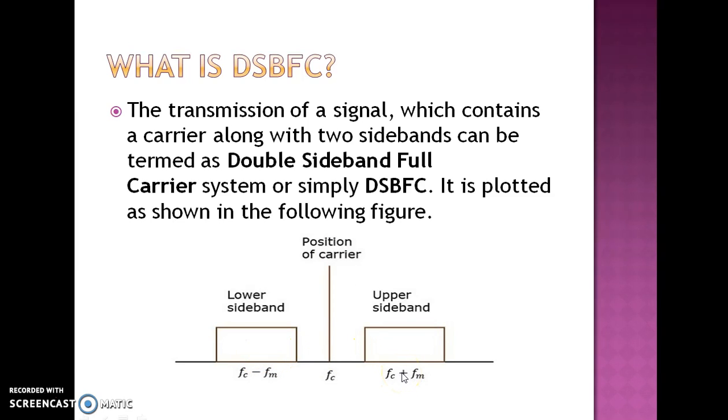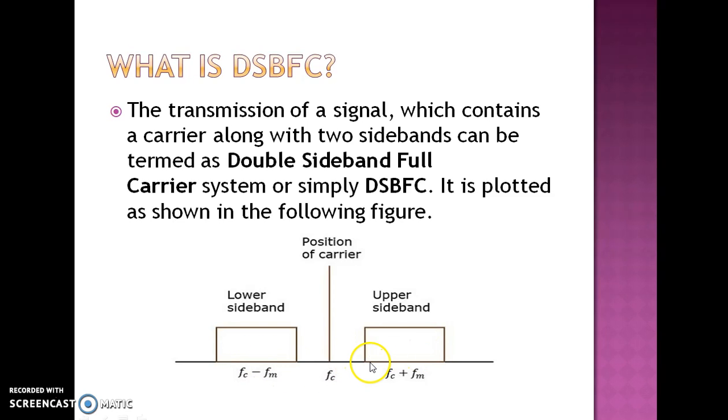It consists of a full carrier and two sidebands, upper sideband and lower sideband. The upper sideband frequency is Fc plus Fm and the lower sideband frequency is Fc minus Fm, and the carrier is Fc. So here we are transmitting the signal along with the carrier signal and two sidebands. That's why it is called double sideband full carrier.